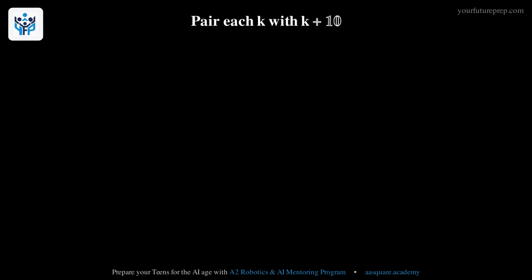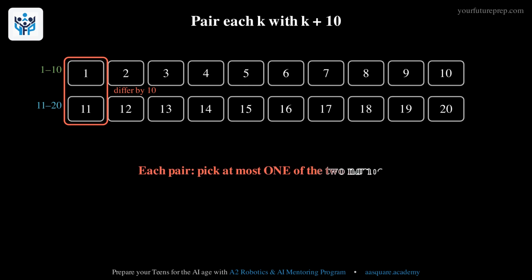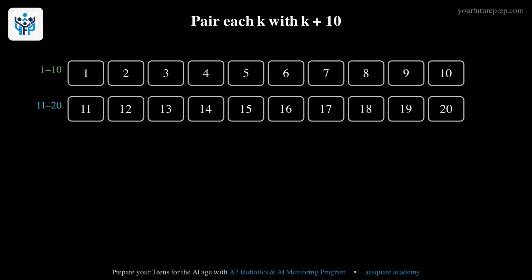Line the numbers up in 10 pairs. Each low number k, from 1 to 10, is paired with the number k plus 10 in the high group. So 1 pairs with 11, 2 with 12, and so on, up to 10 and 20. The rule that no two chosen numbers differ by exactly 10 means that from any pair, we can pick at most one of its two numbers.